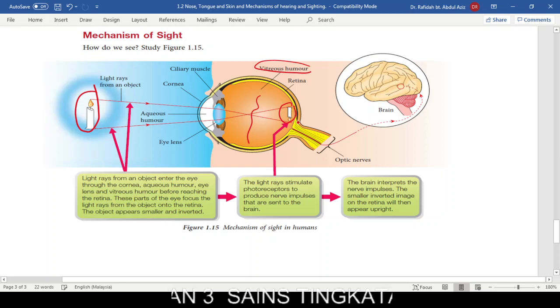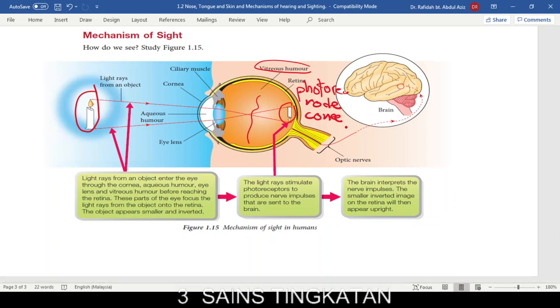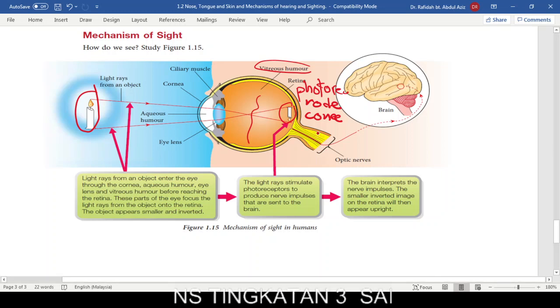After that, as we know, inside the retina we have photoreceptors. You must remember that. These photoreceptors, which consist of rod cells and cone cells, will detect the quantity of light and also the colors of light, and then produce nerve impulses that will be sent through the optic nerve to the brain.